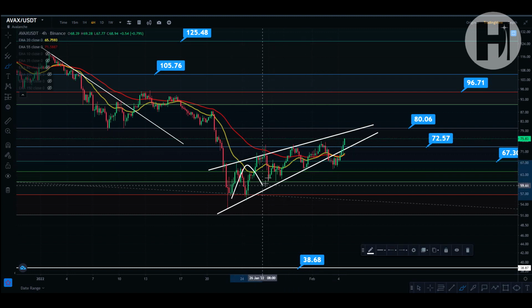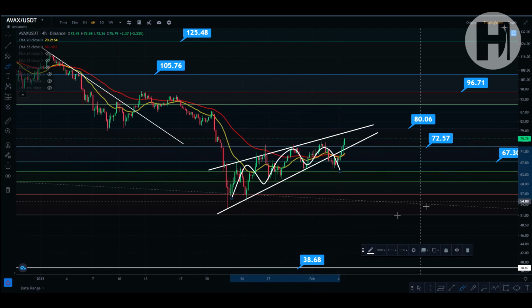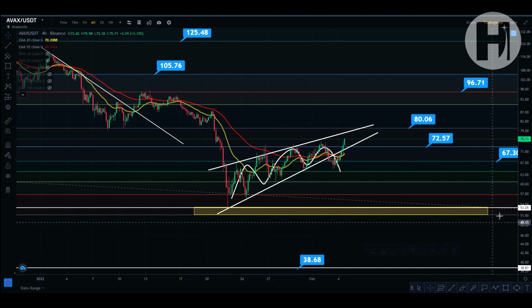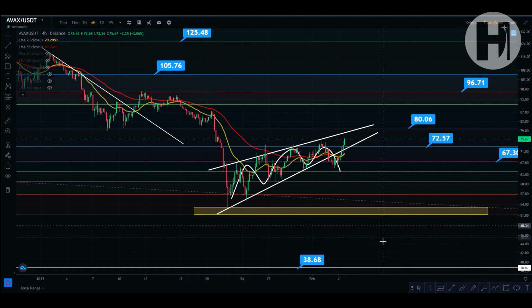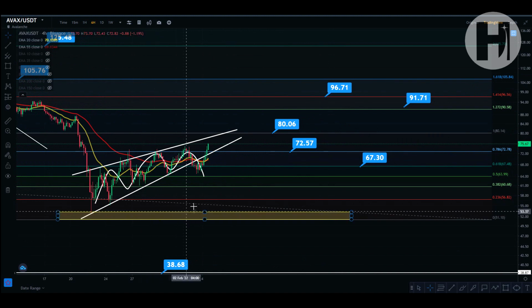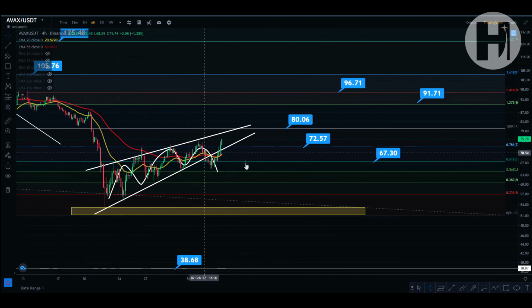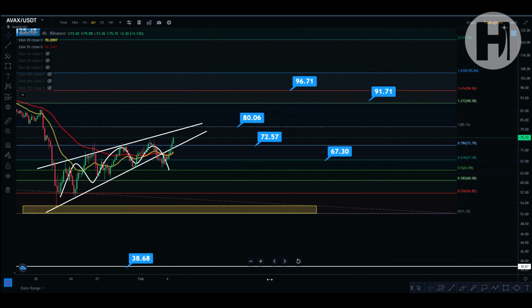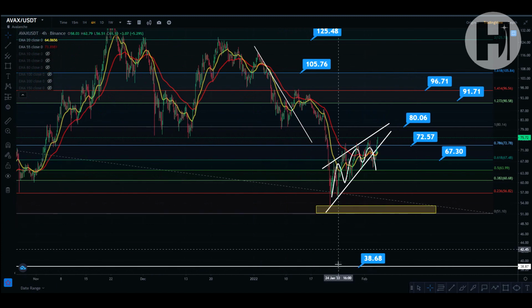But here, as you can see, you started breaking out of it to the downside, and the target, as you all know, is where the wedge was created. So that would be somewhere around $53. So I'm going to mark this as a nice buy zone for you, anywhere from the target of the rising wedge all the way to the 0 fib level over here. This is going to be your buy zone.